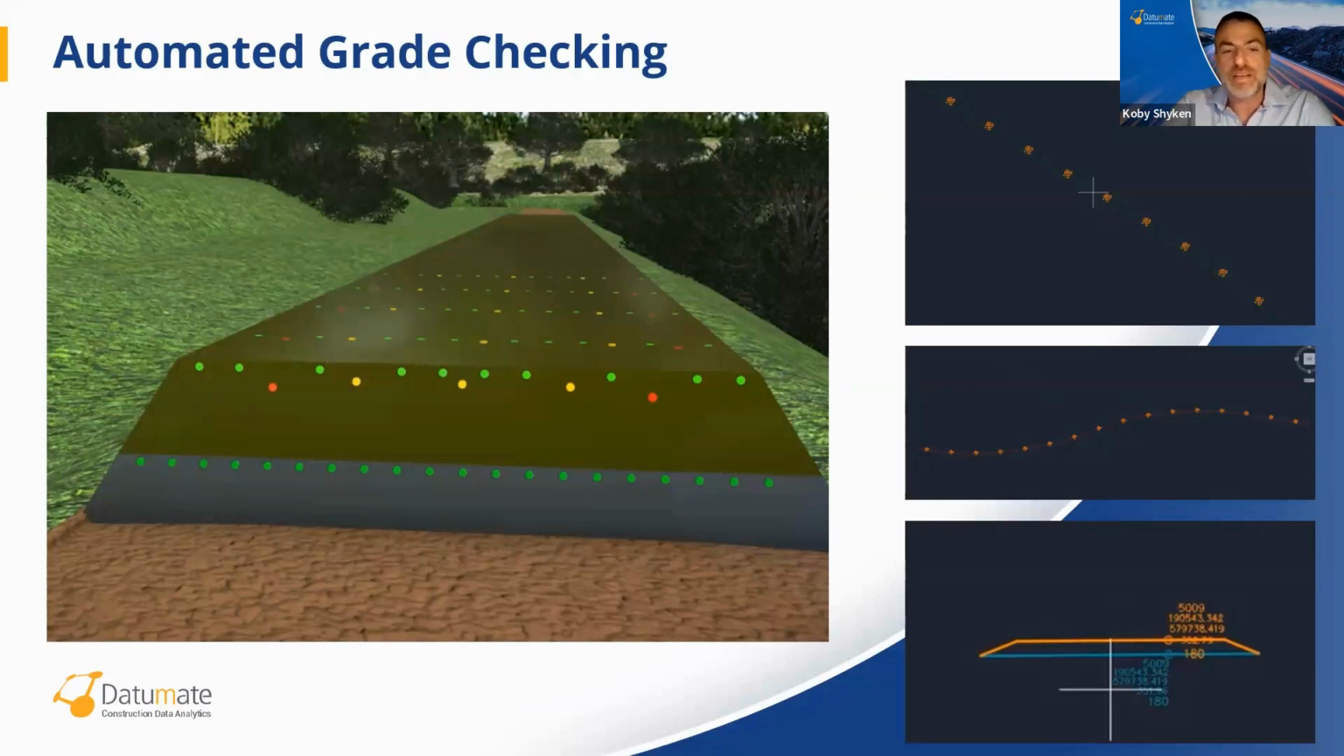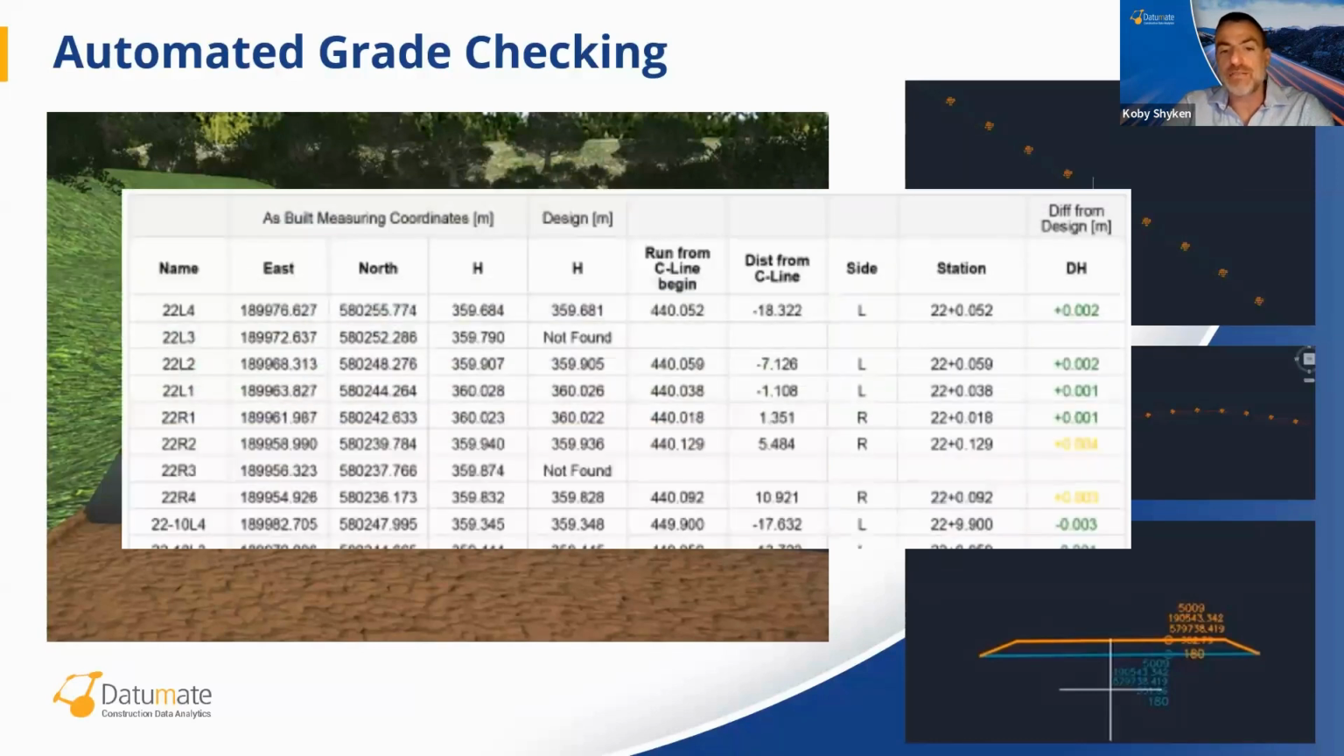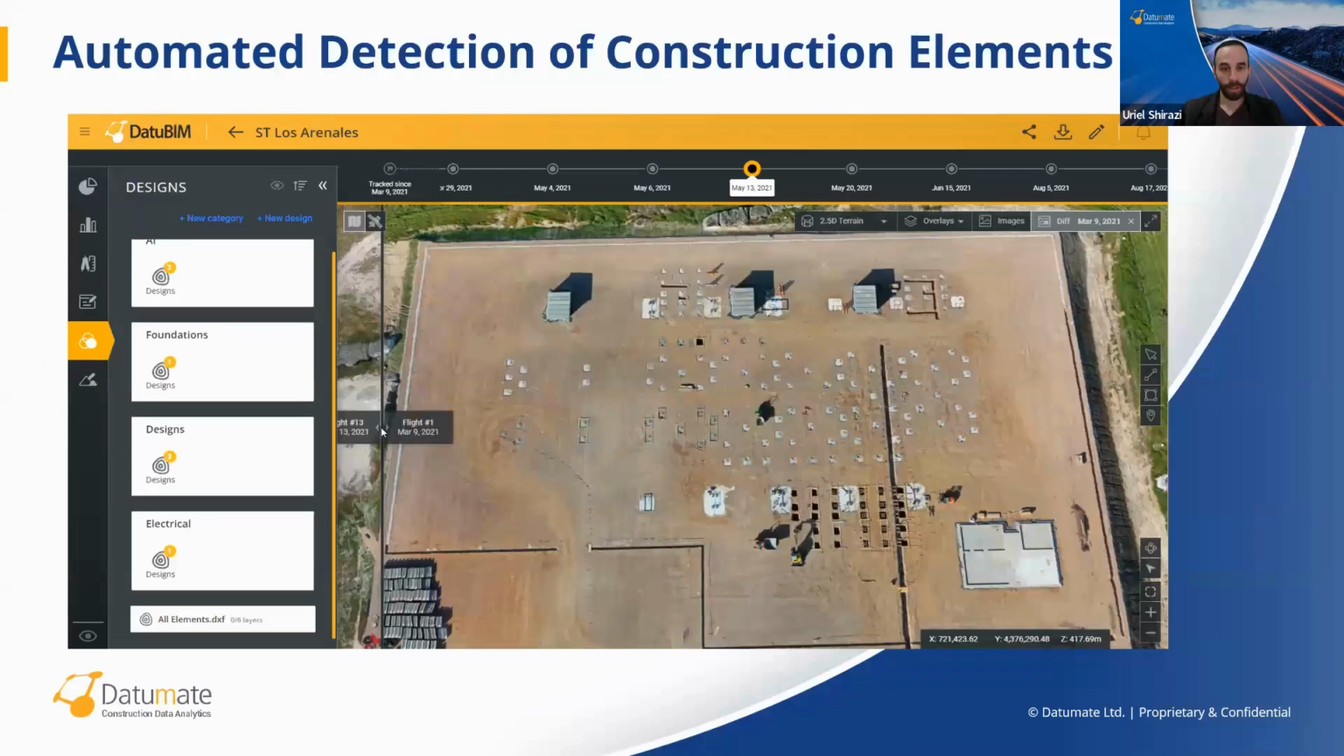Datumate allows its users to easily compare the current site conditions, using the 3D model or traditional survey, to the original design of different layers. Datumate provides an automatic report showing the delta between the design and the as-built. Once the delta is small enough according to the project standards, the team can progress to the next layer. This report and others save hours of work on site and at the office. Back to you, Uriel. Thank you very much.